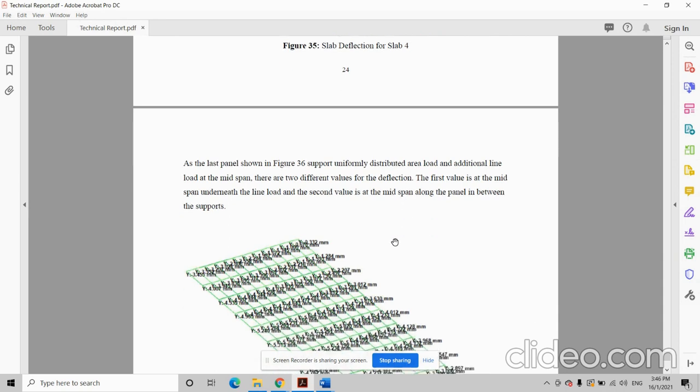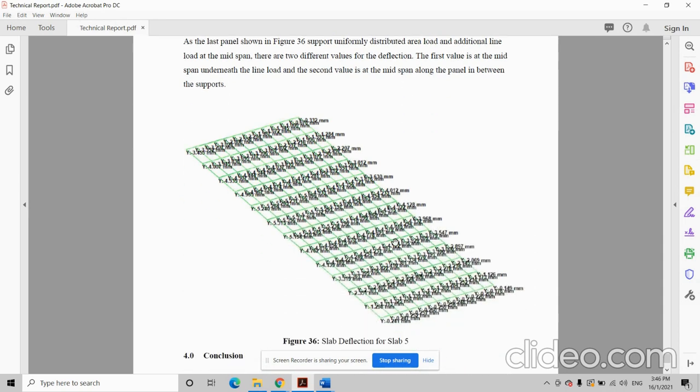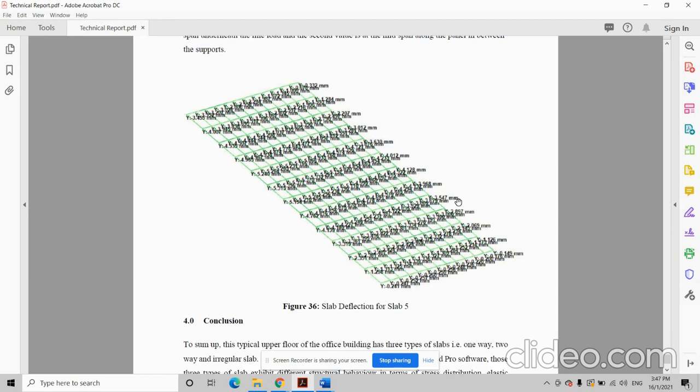The last panel, shown in figure 36, supports a uniformly distributed area load and an additional line load at the midspan. There are 2 different values for the deflection. The first value is at the midspan underneath the line load, and the second value is at the midspan along the panel in between the supports.